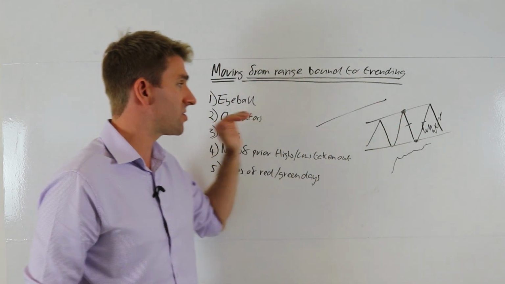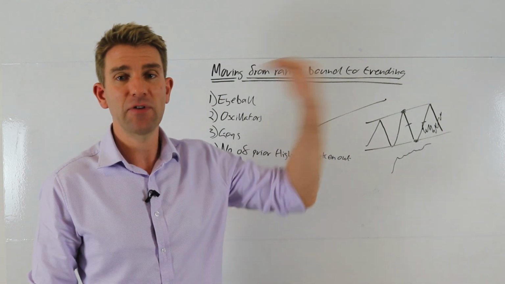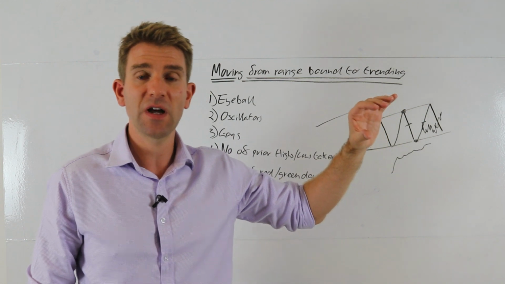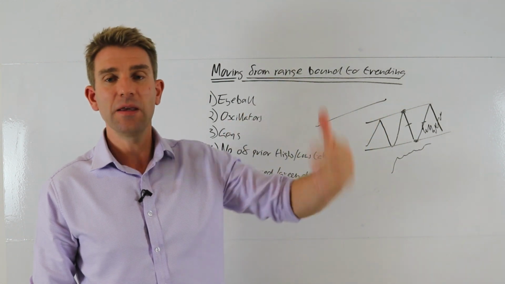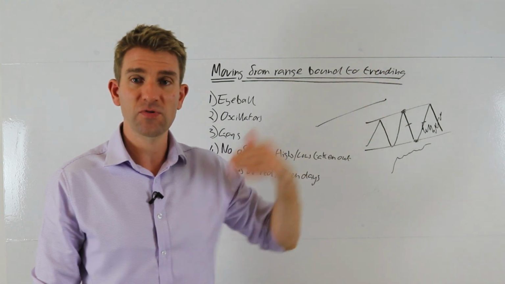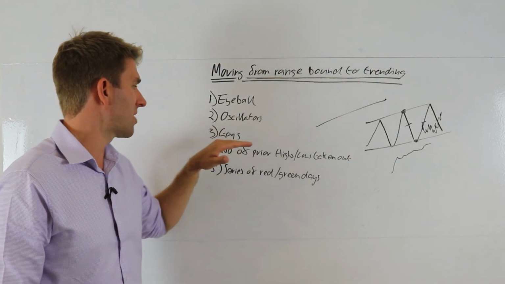Another thing to do is oscillators. Oscillators are really useful, guys, because very often in a trending environment, you're going to have an oversold or overbought condition that stays there for a longer period of time. In a range bound environment, more likely we get overbought, comes off overbought, oversold, overbought, oversold. So that's a good tip. RSI, stochastic, CCI, those kinds of things.